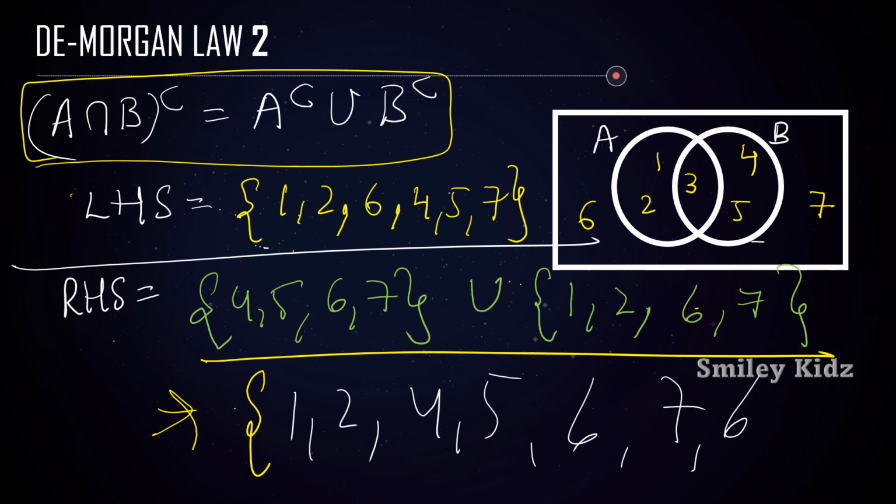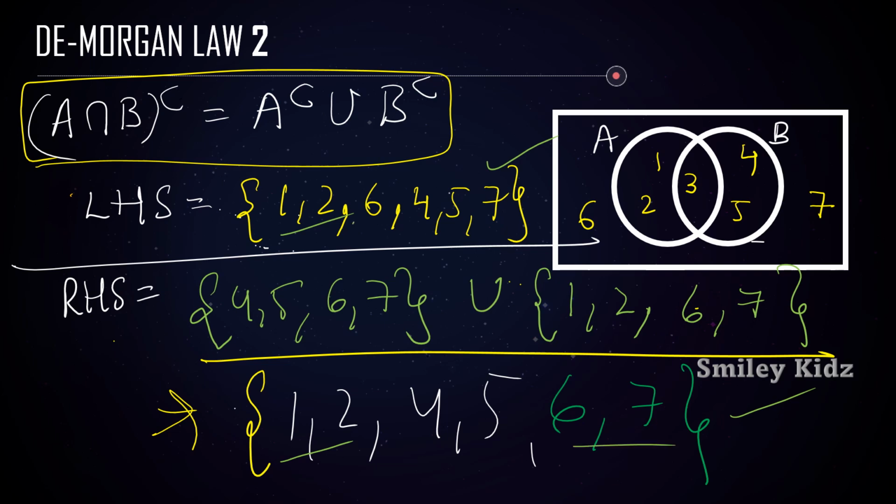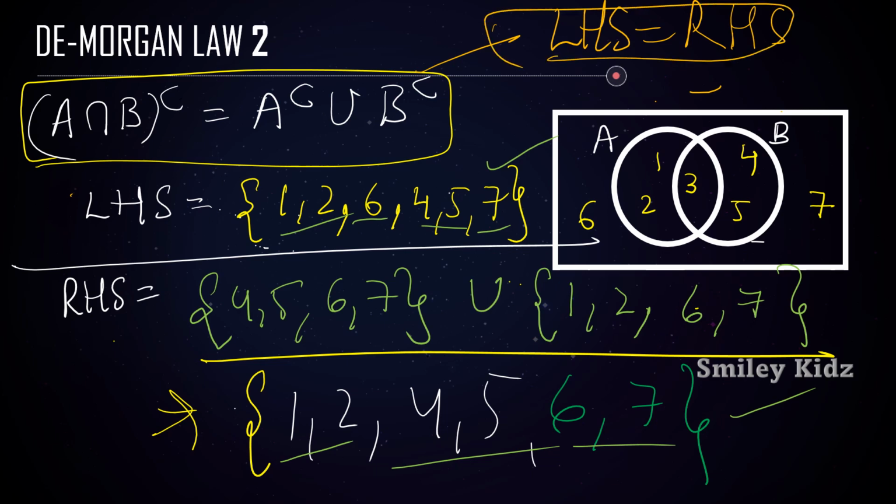Now this is completely wrong. Elements in the sets are not repeated, right? You're simply going to have one time 6, 7, isn't it? Now pay attention to LHS and RHS. 1, 2, 1, 2. 6, 7, 6, 7, 4, 5, 4, 5. Done. And that's why here we have LHS equals RHS, which means we have proved De Morgan law 2.